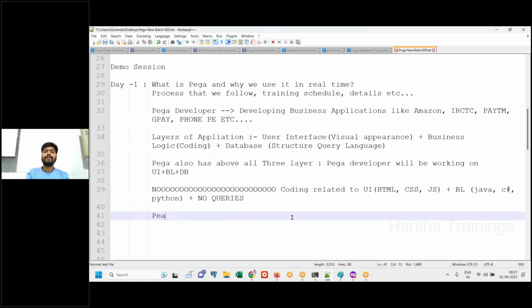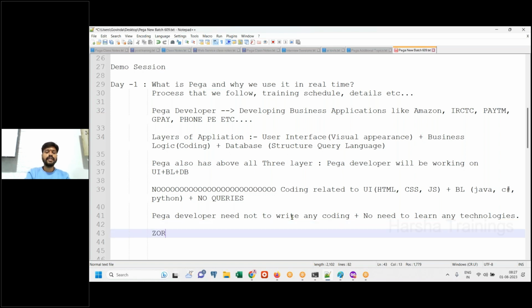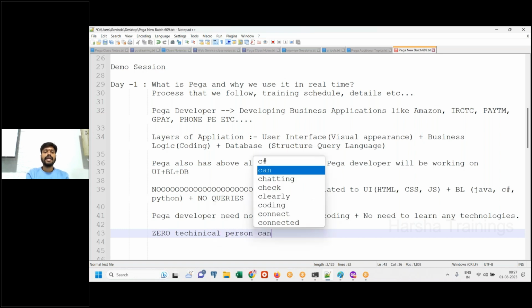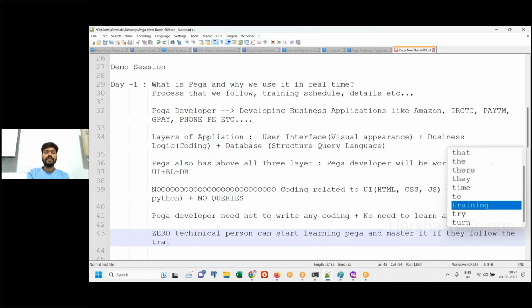So a Pega developer need not write any code. There is no need to learn any technologies related to UI or business logic or database. A zero technical person can start learning Pega and master it if they follow the trainer.